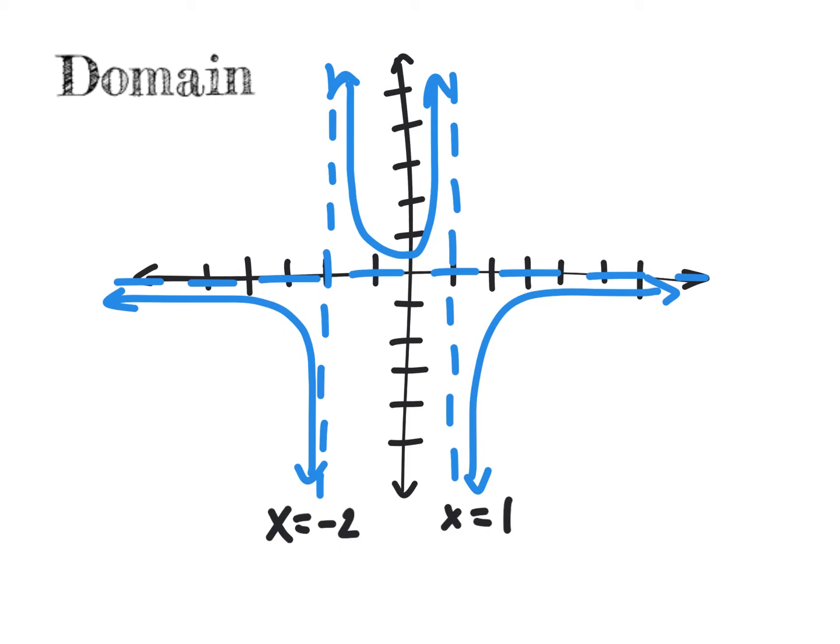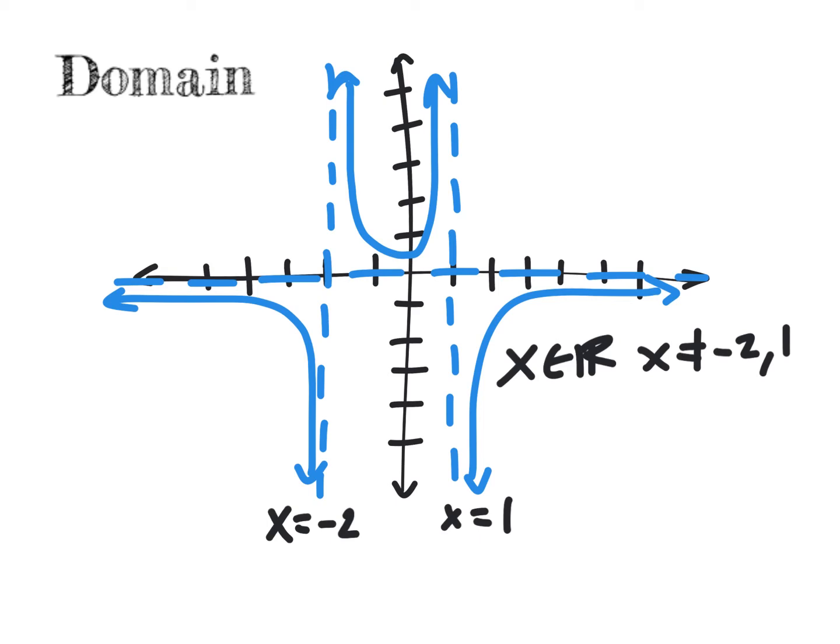So how do we say that? Well, we can say x is a set of all real numbers. Let me make more space. X is a set of all real numbers except negative 2 and 1. It's all the x values except for these two.